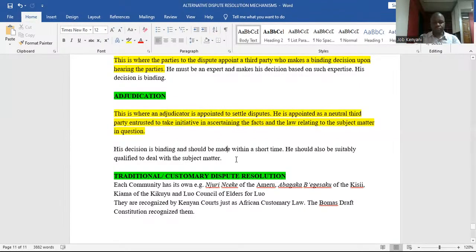Then you have traditional or customary dispute resolution mechanisms. This is where you go to the Council of Elders. Each and every community has a Council of Elders. They are usually recognized as some of the organs that can resolve disputes in the communities. They are recognized by the Kenyan courts, as African customary law, as bodies that can resolve disputes.